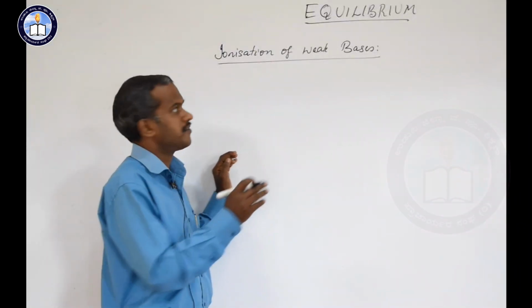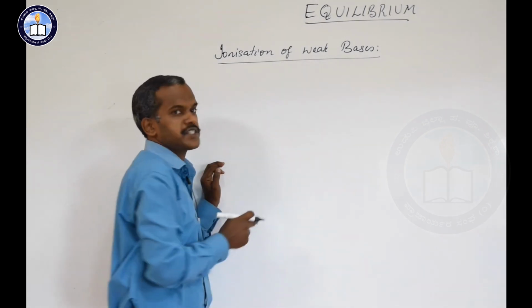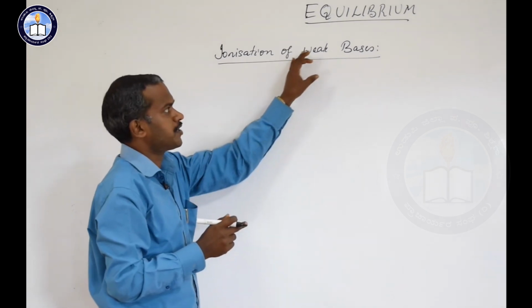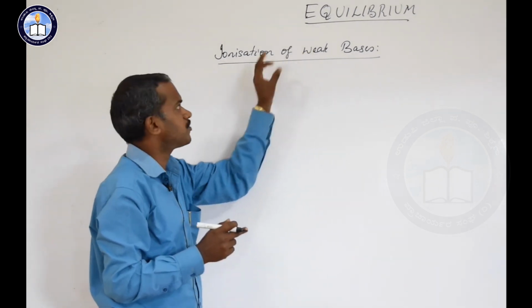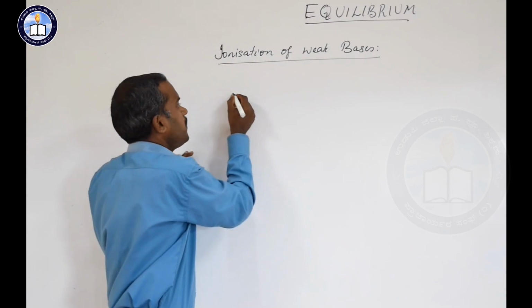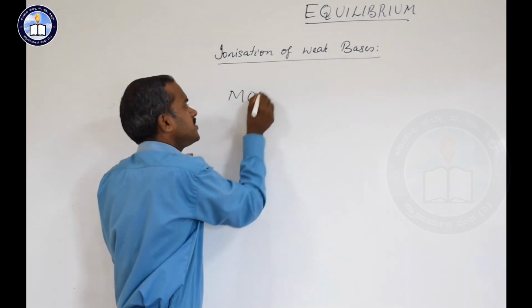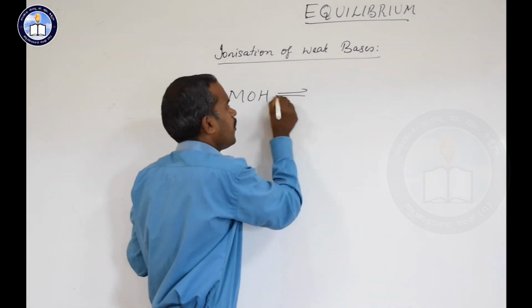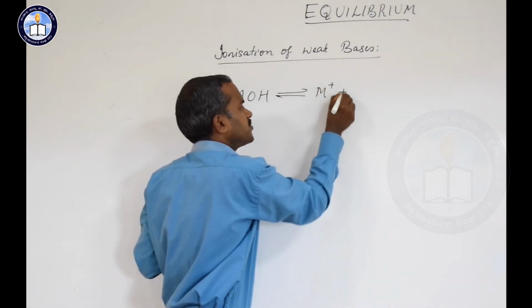Students, we will continue with the ionization constant for a weak base. We already studied acids, and now try to understand how ionization takes place for a weak base. Let me take up a simple example. A weak base MOH dissociates partially to form M plus and OH minus.